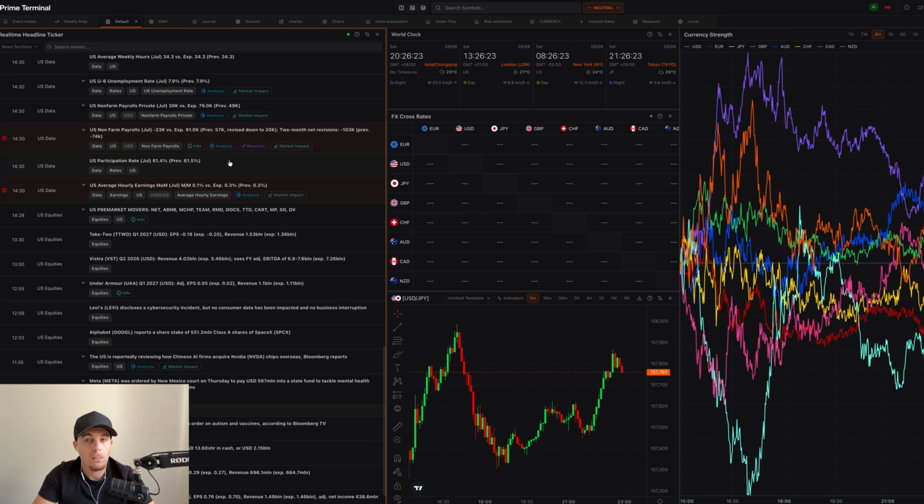So this is the best way to get the information as soon as possible. Even the institutions use it because they want to make informed decisions. So at the end, they want to get the best data and best information. So now you can do it with Prime Terminal.